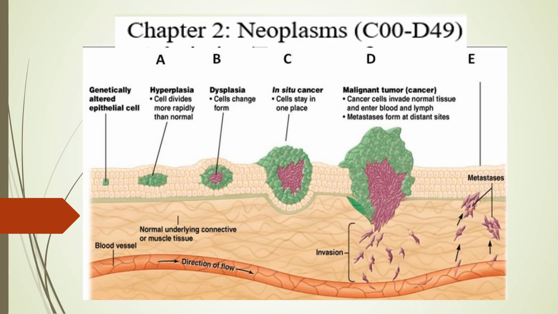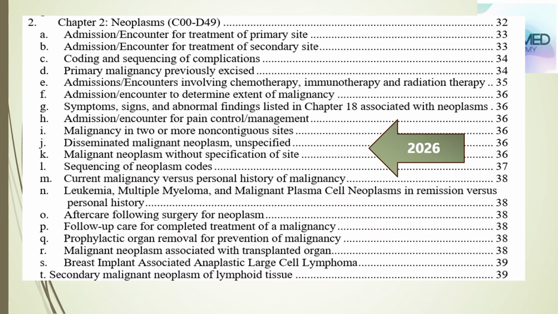Chapter 2 is the guideline for the neoplasm, and we'll begin with understanding what is a benign tumor and what is a malignant tumor, and then we'll go into the detail. Chapter 2 mainly consists of the neoplasm codes, which begin with the letter C and go on till the letter D, and it has various guidelines.